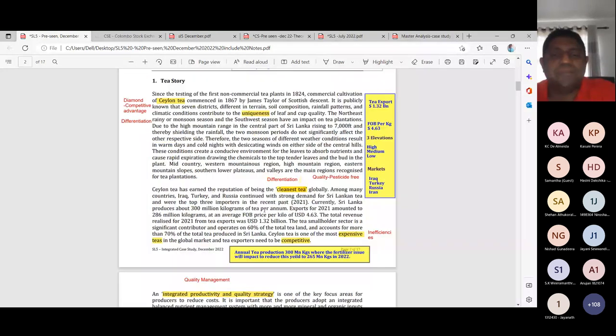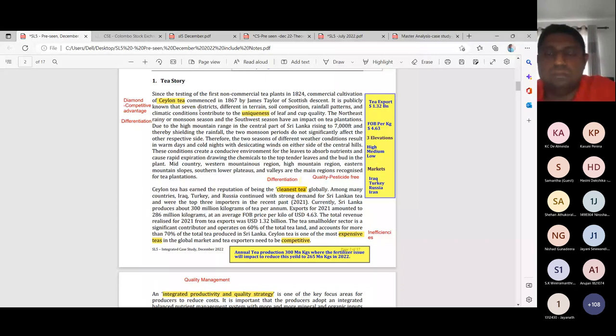This tea story now. Actually, if you look at this information about the tea industry, it has little value from the exam point of view, I think. So he wants to give some information about the tea industry in Sri Lanka. This information can be used for you to do an industry analysis. The main thing you can do with this information is construct the five forces based on the information given here. So we'll look at the story.